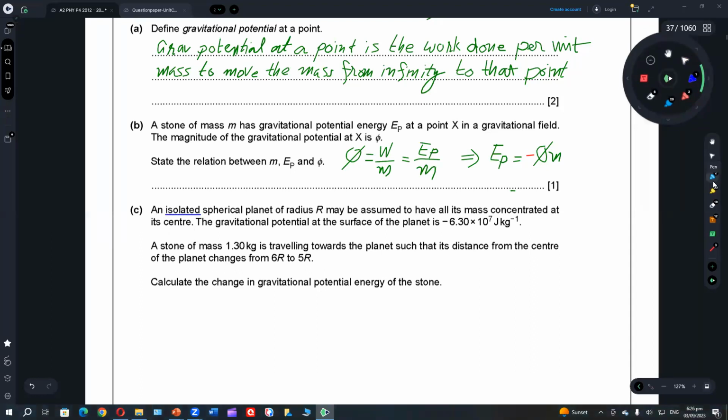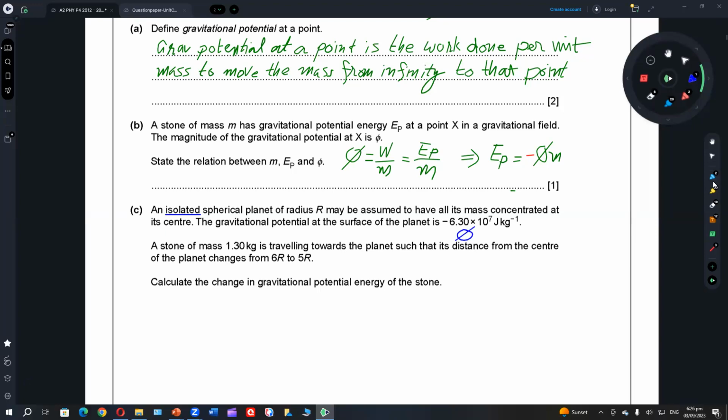An isolated spherical planet of radius r may be assumed to have all its mass concentrated at its center. This is something like a point mass. This is a definition similar to point mass. The gravitational potential at the surface of the planet is this much. So he has given us the value of phi.